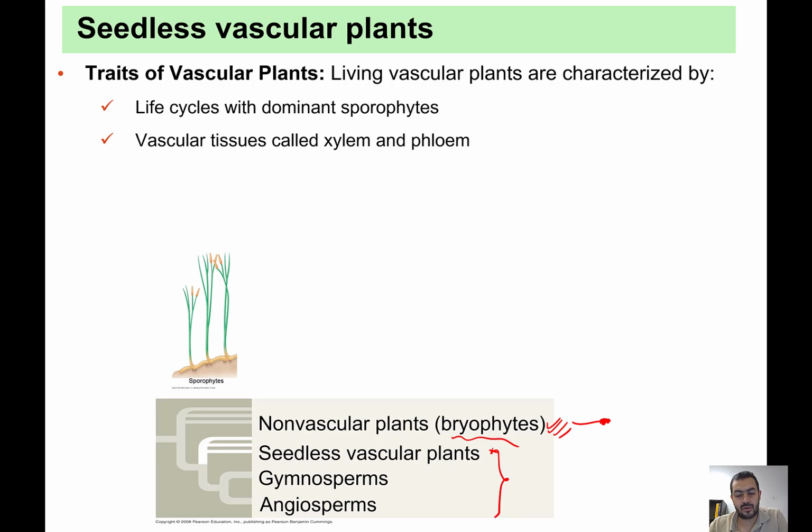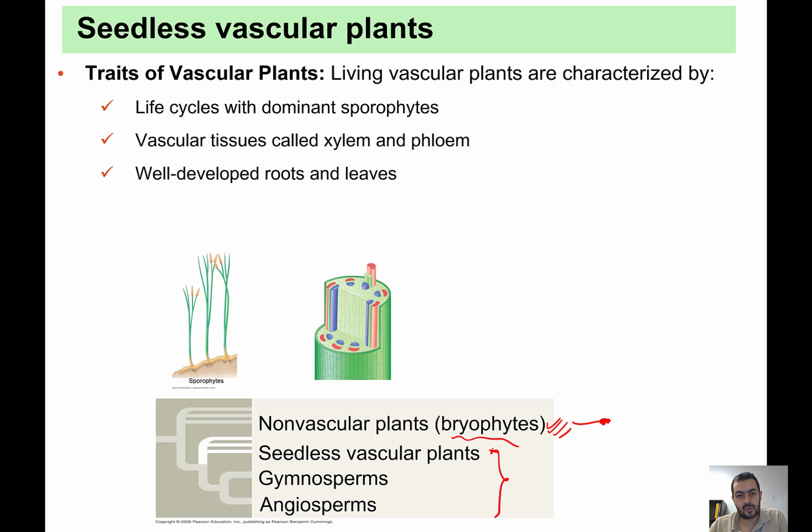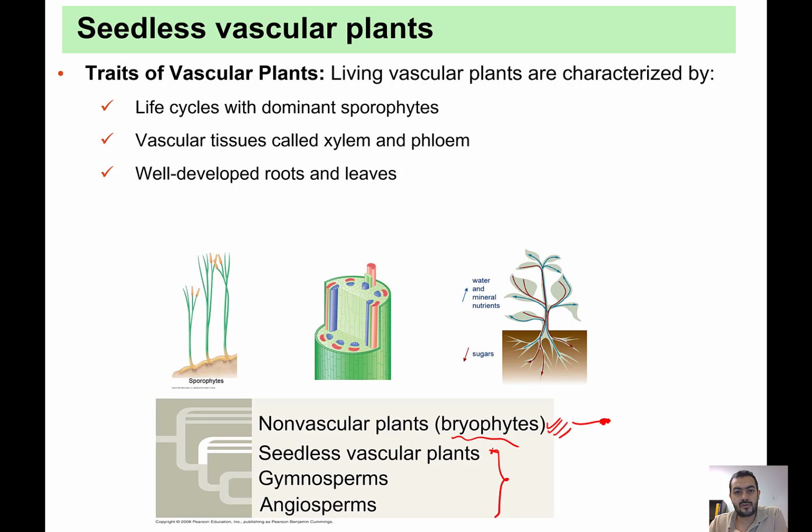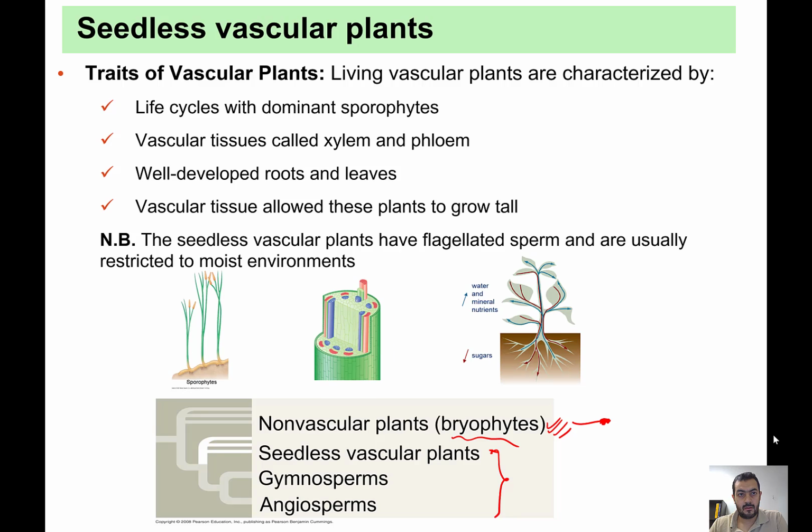They have vascular tissues, in other words, xylem and phloem, and they help in the transport of nutrients, water, and glucose and photosynthetic products up and down. So they have evolved a transport system that is exemplified by roots and leaves, and because of that they can grow much taller and bigger than the non-vascular plants because they have a dedicated transport system.